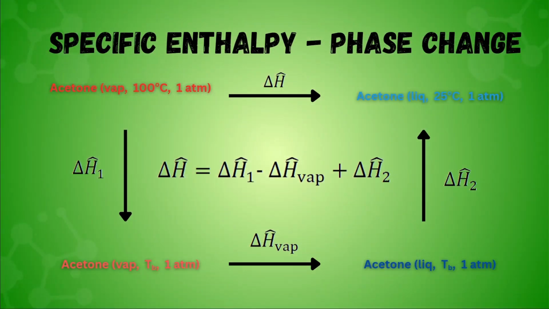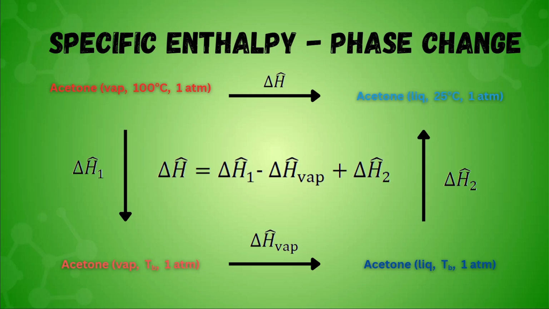Because there is a phase change, we must now account for it in our calculations. Beyond sensible heat, we need to consider the latent heat of condensation. To do this, we need to look at the pathway the acetone takes as it transitions from a vapor to a liquid. From the diagram, we can see that we need to go from the vapor state at 100 degrees Celsius to the liquid state at 25 degrees Celsius.